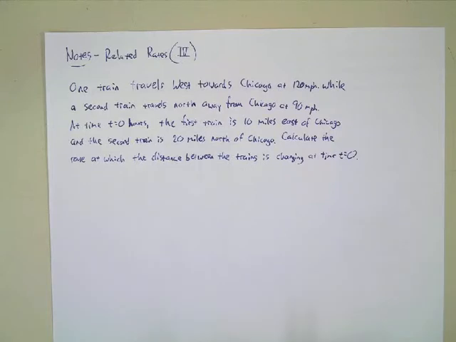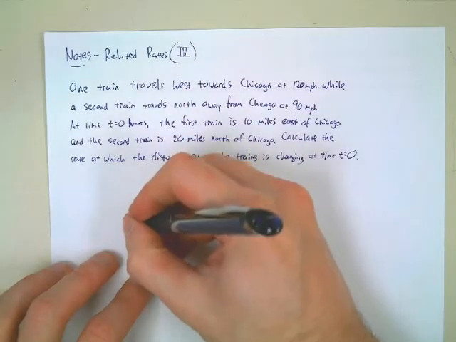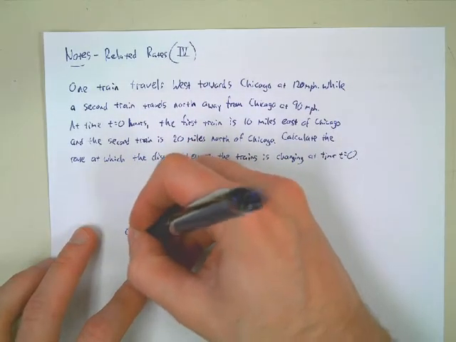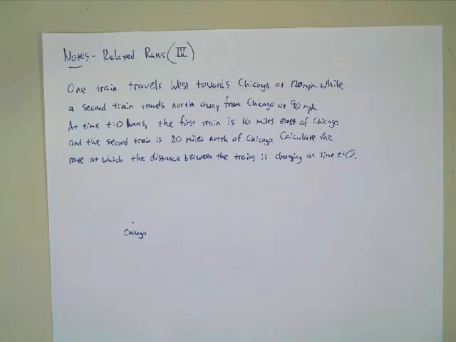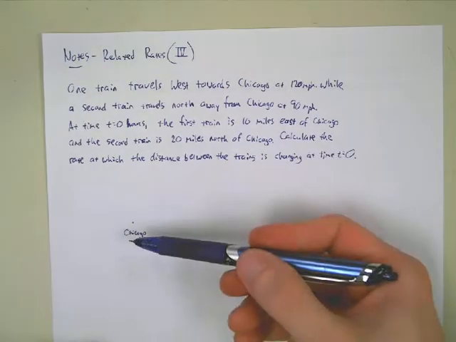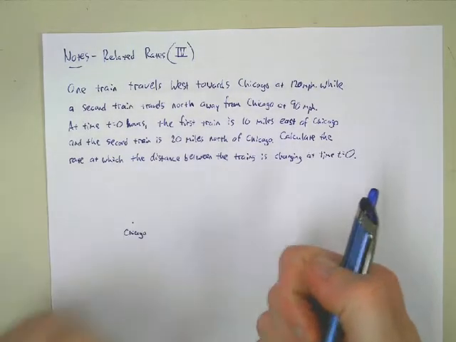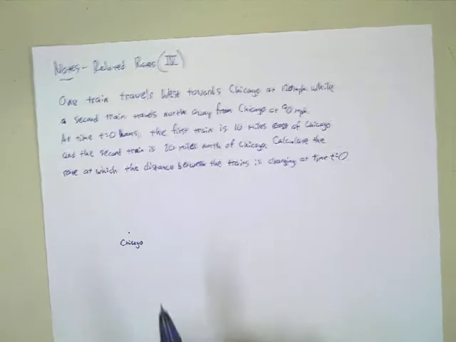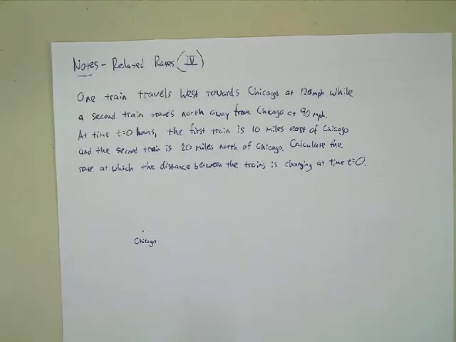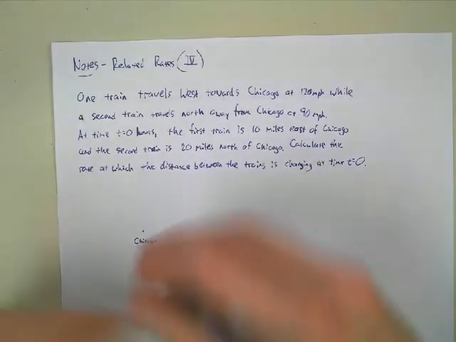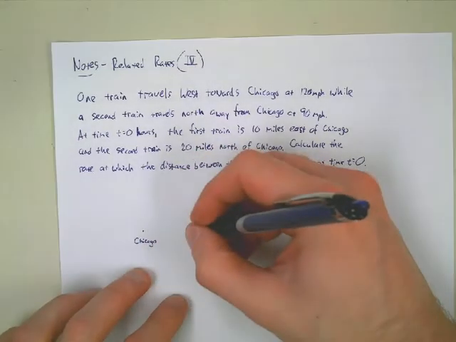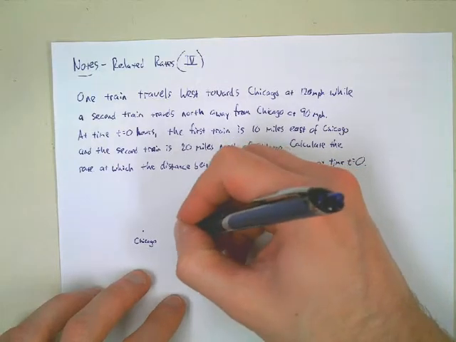So you've got Chicago, right? There's the city of Chicago, that little dot. We have one train traveling west, so in this direction. But it's 10 miles east of Chicago, heading west, therefore heading towards Chicago. So we'll say our little train is over here somewhere, east of Chicago but heading west into Chicago.